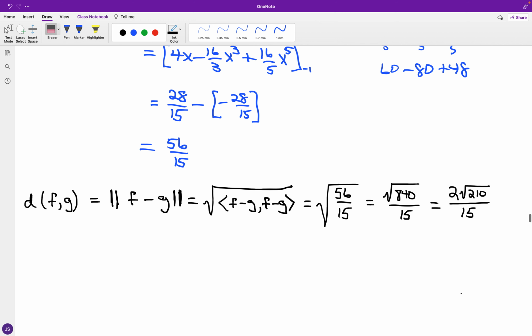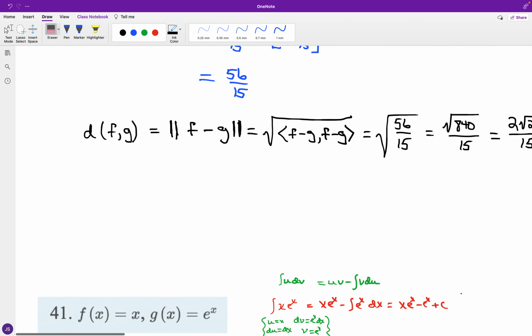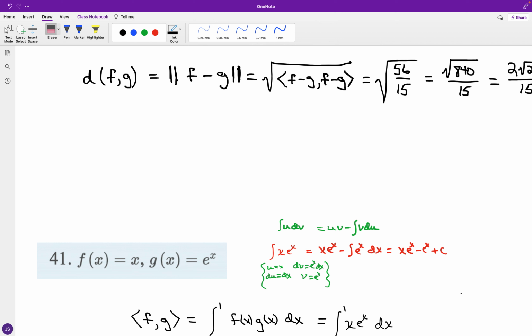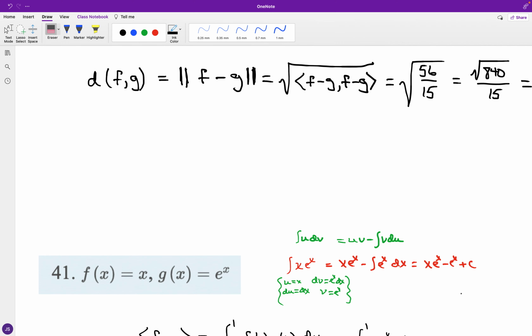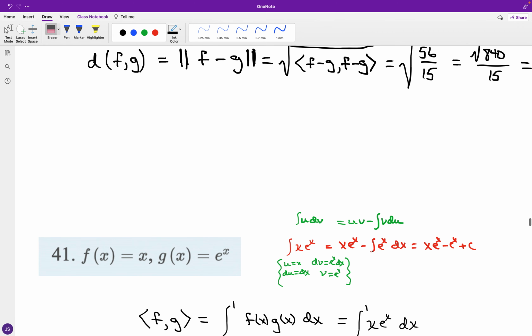Now, for the next set of items, say we have that f of x is equal to x and g of x is equal to e to the x. Now, to be able to work out the integration, we're going back to integration by parts. Just as a forerunner, the integral of u dv is equal to u times v minus the integral of v du. And we're going to be looking at f of x times g of x, so just setting things up for x times e to the x.